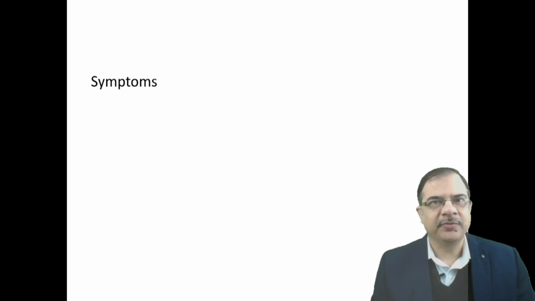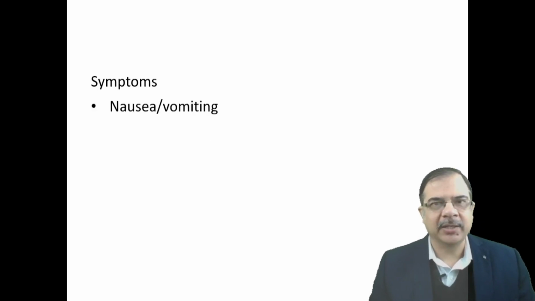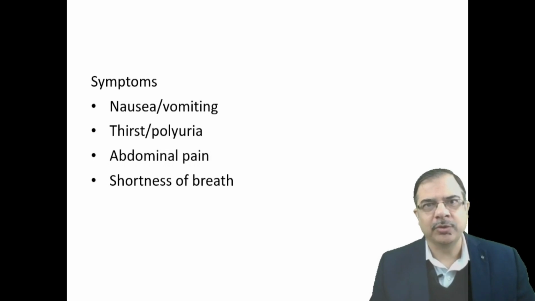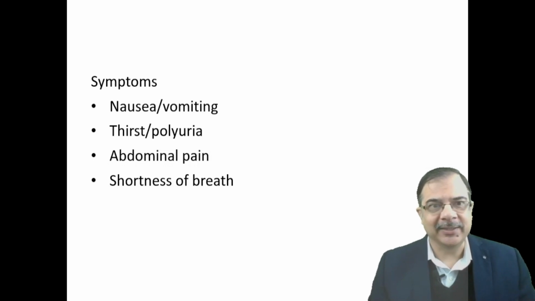The symptoms of diabetic ketoacidosis are nausea, vomiting, thirst, increased thirst, and polyuria. That is because of hyperglycemia. The patient will have abdominal pain and shortness of breath. Shortness of breath will be because of metabolic acidosis, which triggers the respiratory centers.